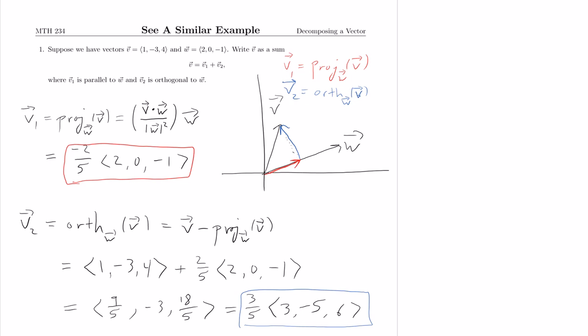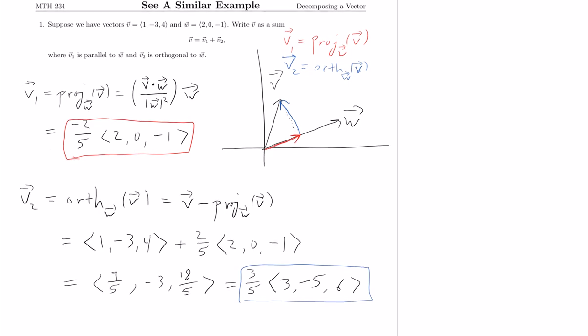And so this is our answer. We've found the two vectors that add up to v, one of which, the red one, is in the same direction as w, and the other, the blue one, is orthogonal to w.